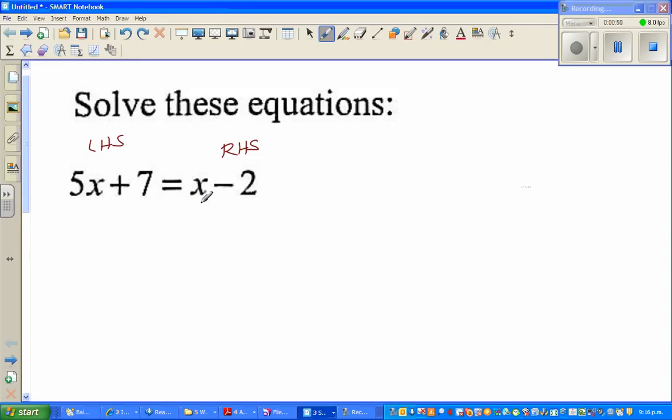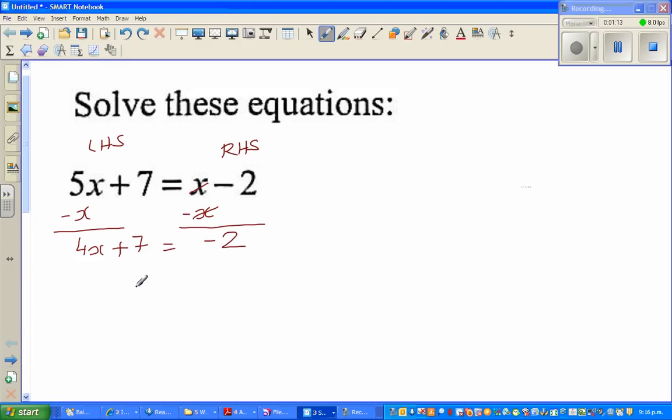So how can I get rid of this plus x? I want to take away x from this side. So take away x from this side. I'll do one step at a time. So this will bring the x's on one side. So you go 5x minus x is 4x plus 7. You bring down the 7 is equal to negative 2.